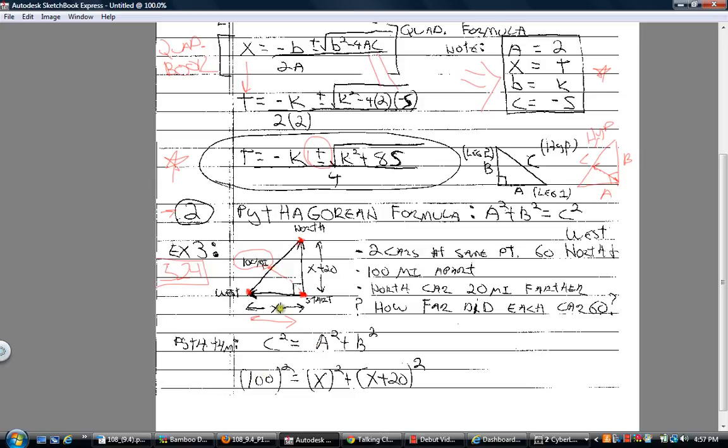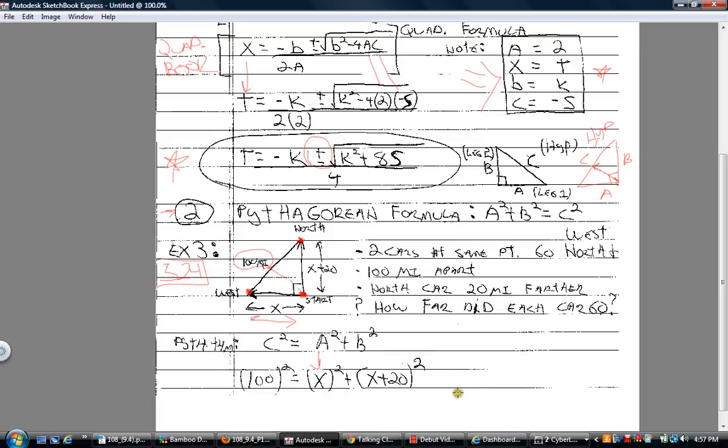The leg A is the distance we're going. I chose the variable x. Okay, look, if you wanted to use the letter A, you could, but the dependency is what you got to get for the second leg. That person is 20 miles more. X plus 20 quantity squared.